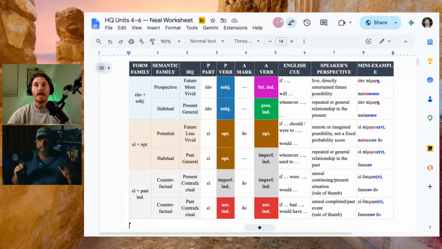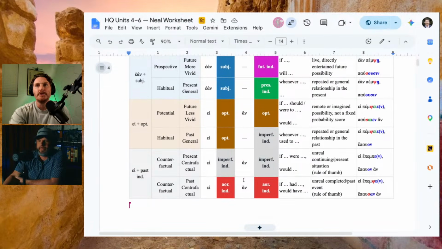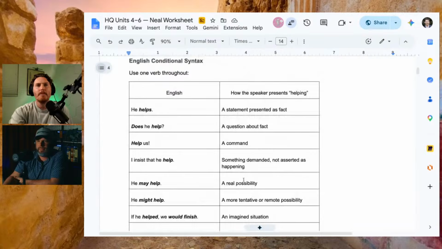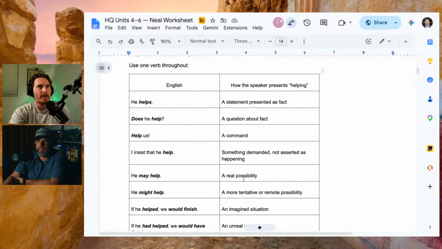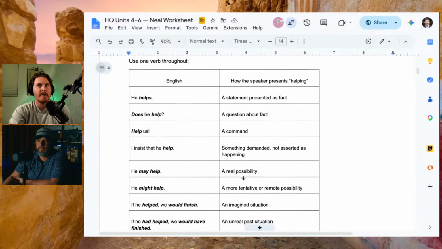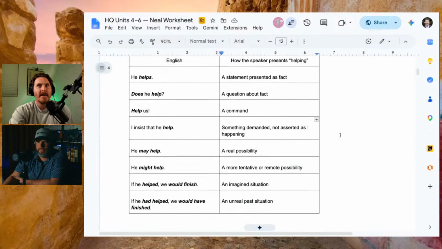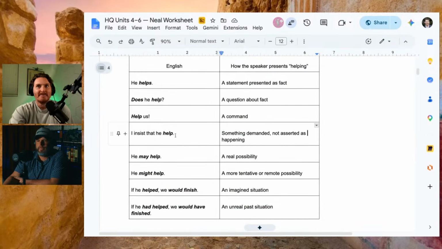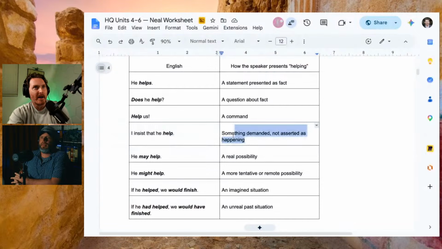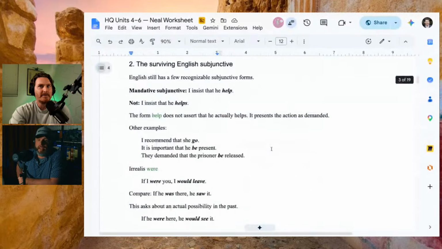Well, imagine if you were a foreign speaker of English, or imagine you were teaching ESL somewhere in China, right? And people just didn't speak a word of English, and you were trying to explain this to them. Like, why can't I say, "I insist that he helps," and you're trying to explain to a foreigner why sometimes the verb gets an S and sometimes it doesn't. This is actually pretty sophisticated.